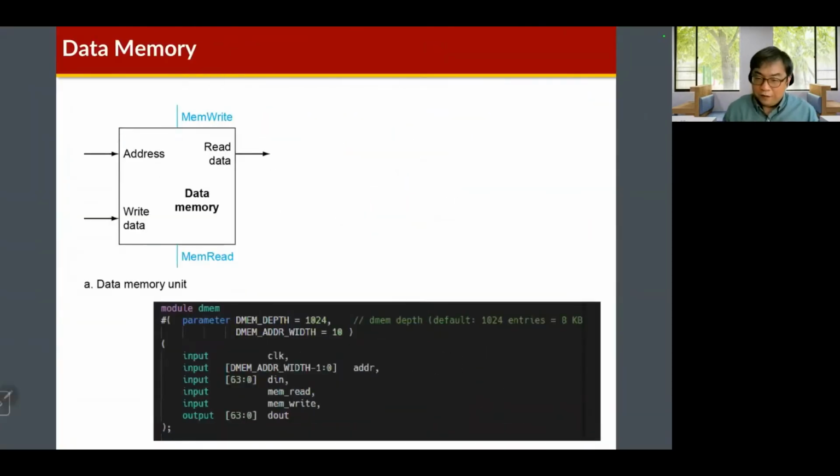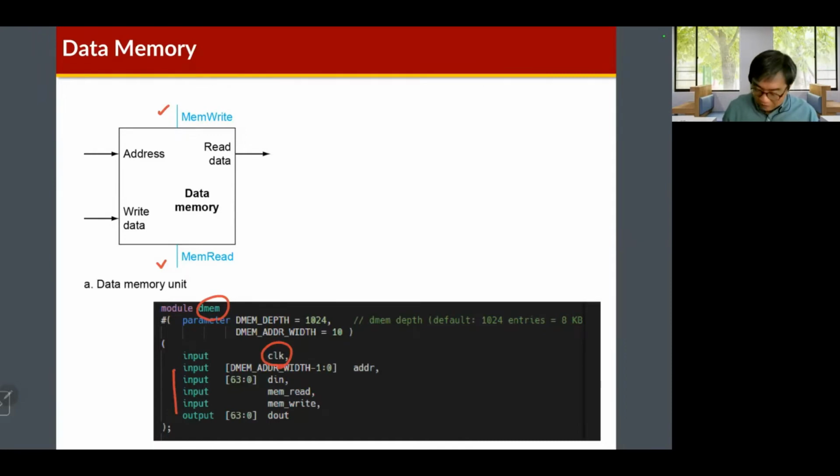And then the data memory. The data memory is different compared to the instruction memory, because for the instruction memory we just have a read port only, but for the data memory we need the write port. Okay, so we need control signals like mem read or mem write. Also, if you compare the port list of the data memory of this design lab 2, then you can also find that the clock signal is included.